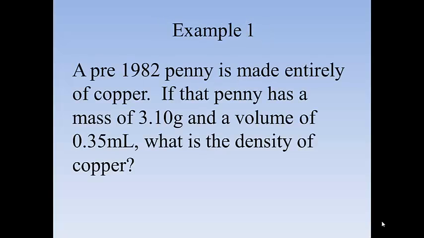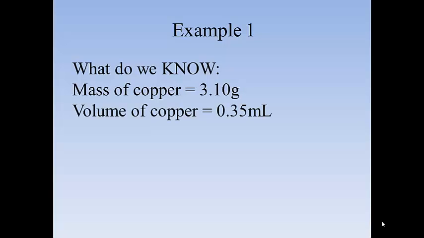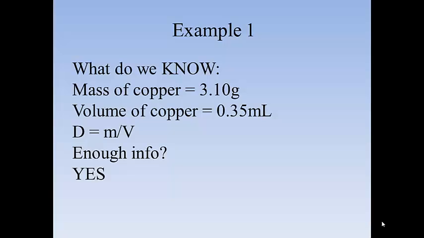Example: you have a penny from before 1982, when pennies were made out of pure copper. If the penny has a mass of 3.10 grams and a volume of 0.35 milliliters, what's the density of copper? Like with any problem, ask yourself, what do we know? We know the mass of the copper is 3.10 grams. We know the volume of the copper is 0.35 milliliters. We also know that density is mass divided by volume. Do we have enough information? Yes. We have 2 out of the 3 values. We have mass and volume. So now we can just plug and chug.